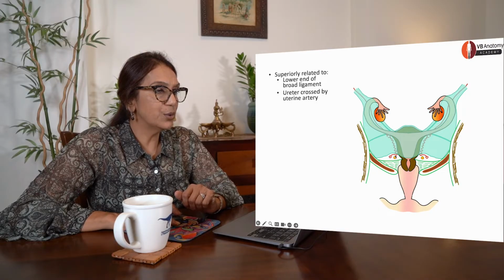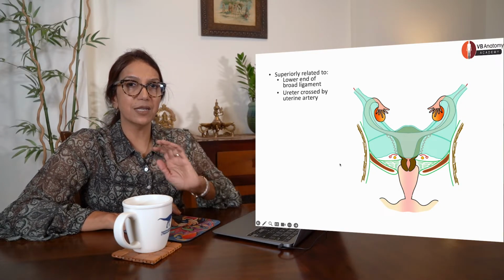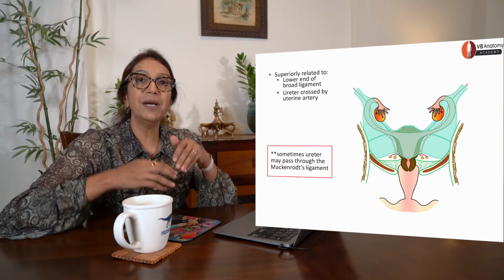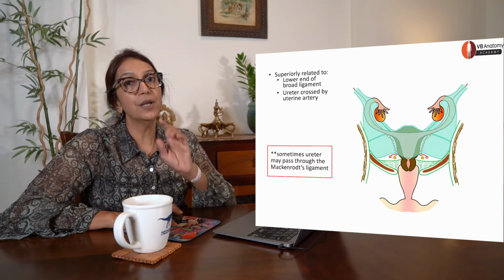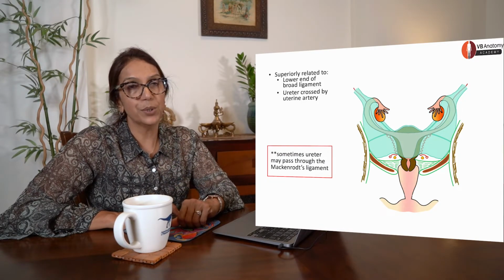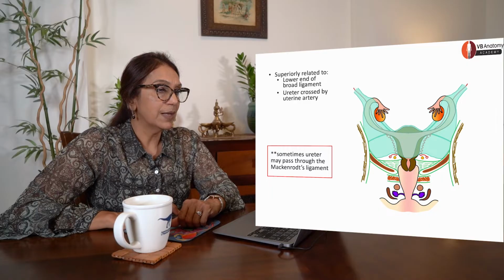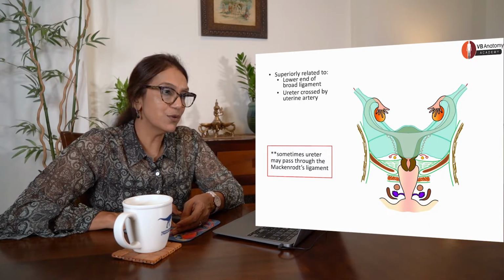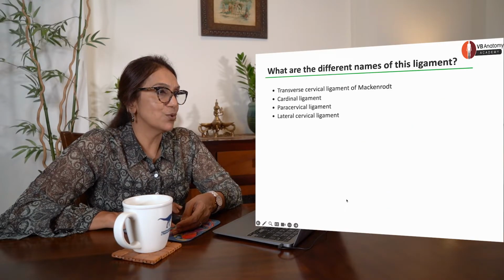Superiorly it is related to the ureter and the uterine artery passing over it, called water under the bridge. Sometimes the ureter might pass through Mackenrod's ligament. You must watch out for this and prevent any damage to the ureter. Below this, of course, it's related to the urogenital diaphragm and the contents of the superficial perineal pouch.